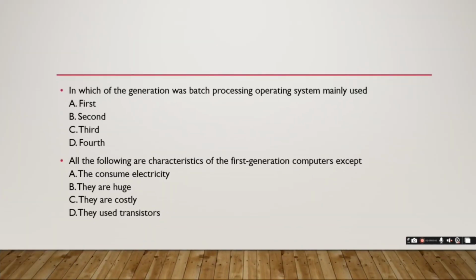Question 11. In which of the generations was batch processing operating system mainly used? A. First, B. Second, C. Third generation, D. Fourth generation. Question 12. All the following are characteristics of the first generation computer except A. They consume electricity, B. They are huge, C. They are costly, D. They are transistors.